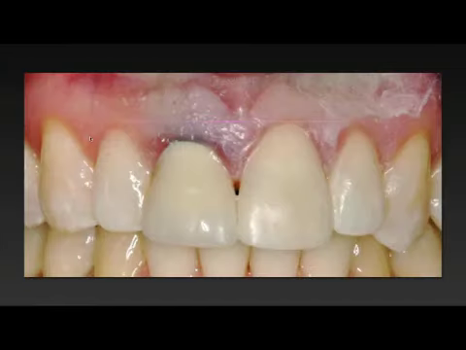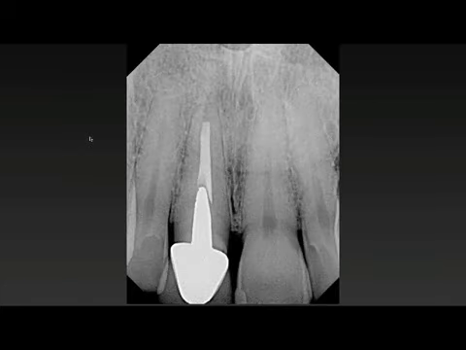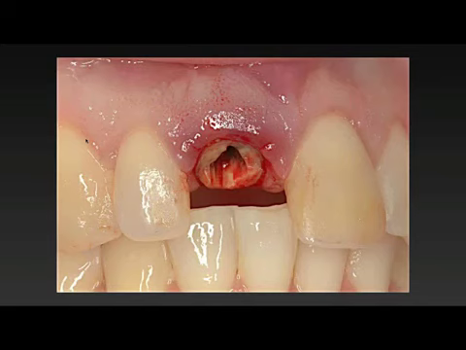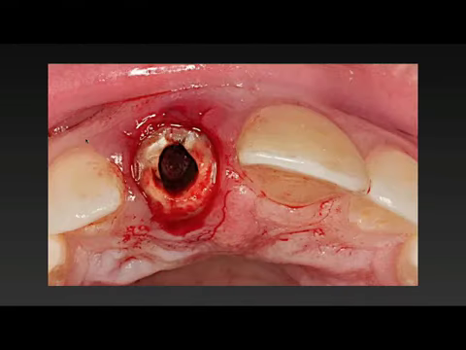This is another case. Here we have a right central incisor. Again, an endodontic failure. And we proceed to an atraumatic extraction of this tooth.